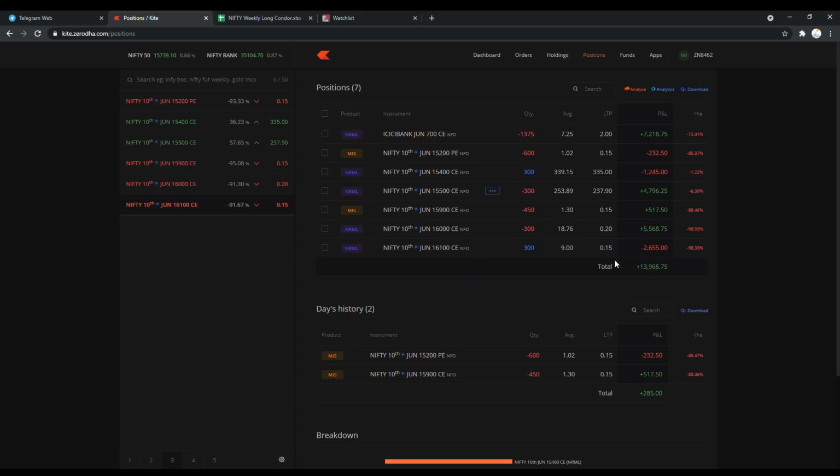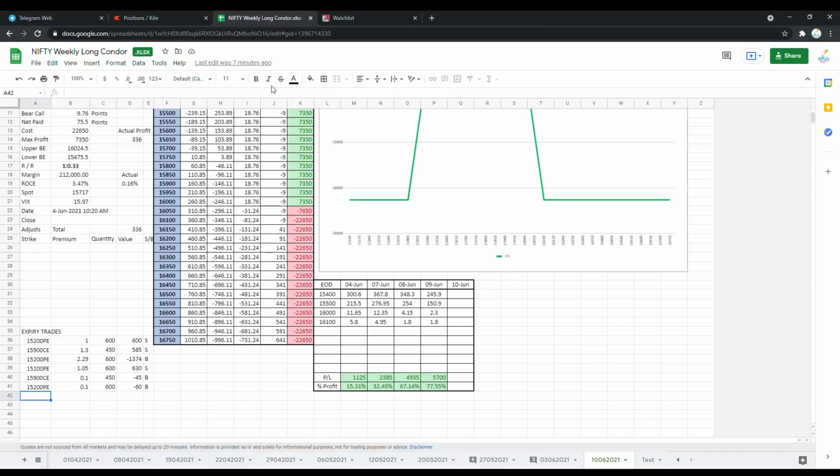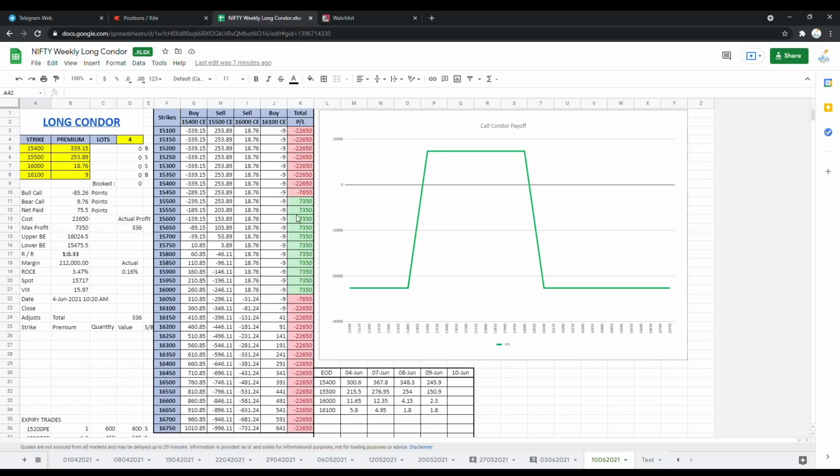We can simply leave this to expiry because we are closing right at the middle of the two sell strikes. This is the perfect call condor closing. We will be getting a profit of 7,350, which you can see this is going to be our profit. We have not done any adjustment.